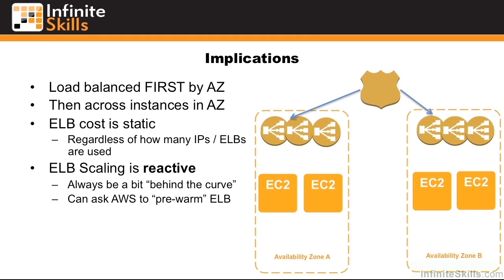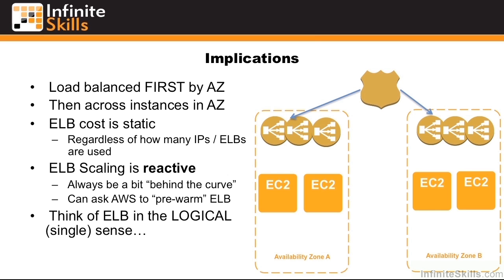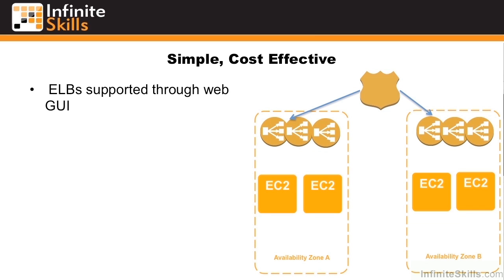If you know, however, that you're going to have, let's say, a big email drop on a certain day at a certain time, you can call Amazon up and ask them to pre-warm the ELBs for the amount of traffic you expect to receive. Always think of ELBs in the logical sense of a single ELB balancing across many EC2 instances. The ELBs are supported through the web GUI, and you can easily spin them up there.